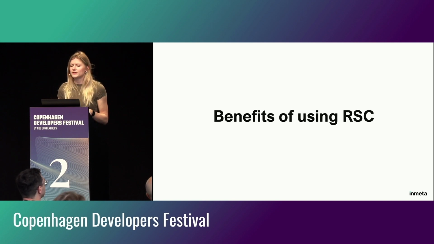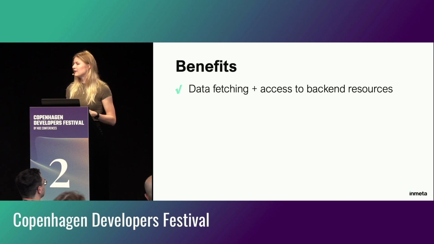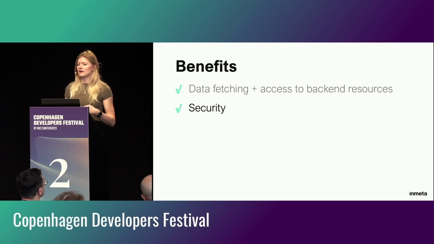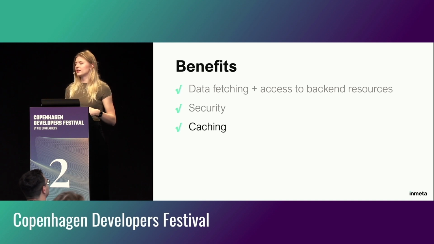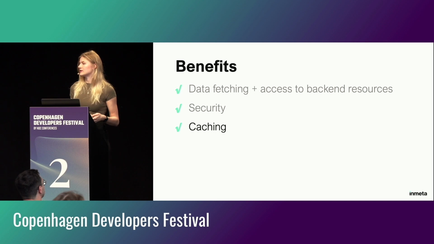What are the benefits of using React Server Components? Firstly, data fetching. Data fetching can happen in components before they're sent to the client and will be faster since they can call the API or database in proximity to the resource. And inside RSCs, you have access to all your backend resources. Next, they can ensure security by keeping sensitive data and logic like API keys on the server and never risk exposing them. Then caching. So by rendering on the server, the result can be cached and reused on subsequent requests and across users.